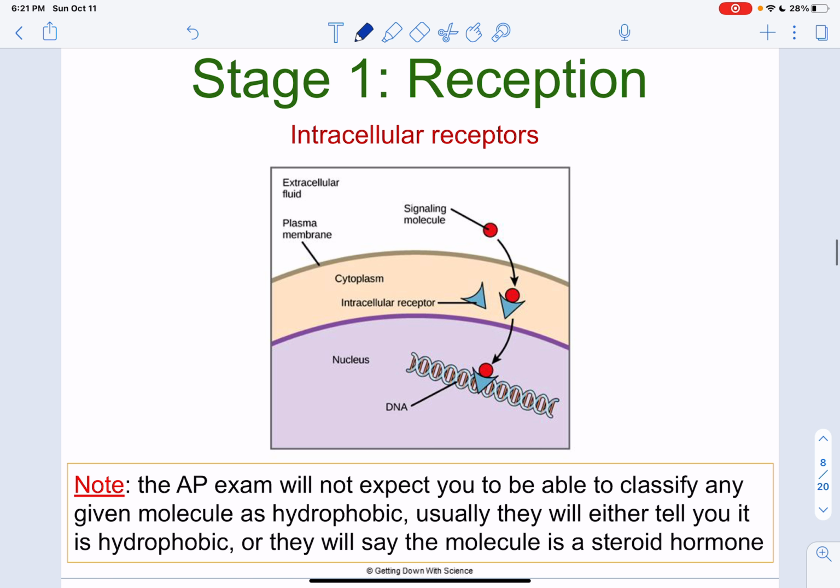When you actually take the AP exam, you do not need to figure out if a molecule is hydrophobic. We will tell you if it's hydrophobic, or they will say that this is a steroid hormone. And so if we tell you it's a hormone, you should be able to know that we are talking about an intracellular receptor versus a plasma membrane receptor.